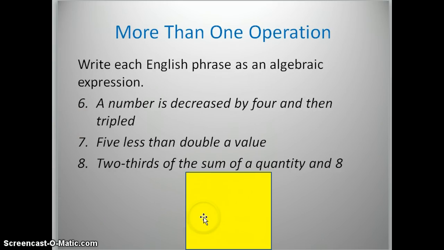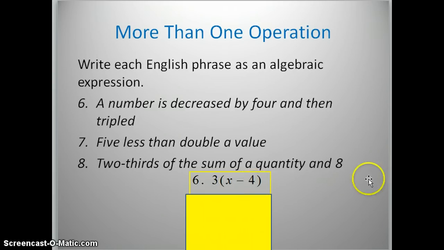So we're going to write our number decreased by 4. So here we have our number x decreased by 4, and then it's tripled. So we have the 3 times in front. Now notice I have parentheses here because if I follow the order of operations, just looking at the expression that we see here, I would really multiply instead of subtract. But in fact, from this phrase, we want to have that subtraction come first. So we have to use the parentheses to show that it's subtraction and then multiplication.